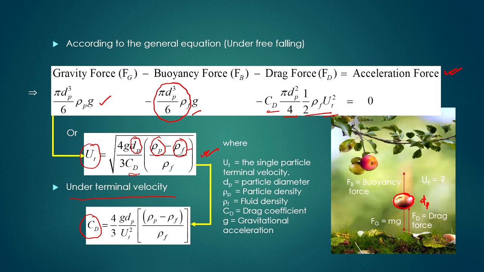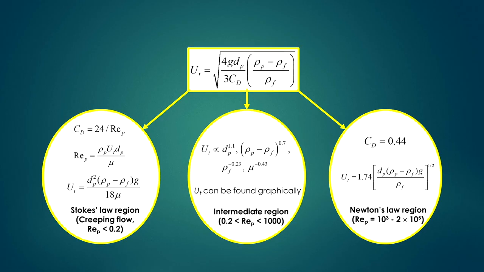Now, let us consider different flow conditions, like Reynolds number and other conditions. If we consider the Stokes flow condition that we have already discussed, where the flow is very laminar, the Reynolds number at this flow condition will be less than 0.2.